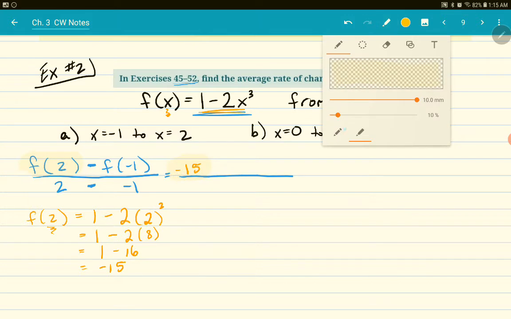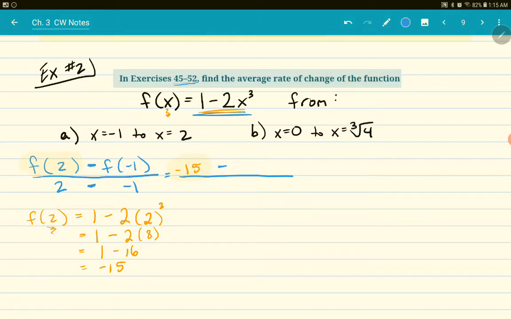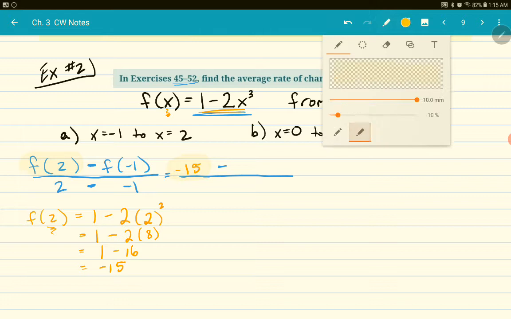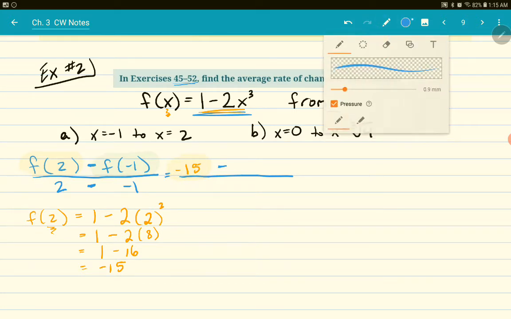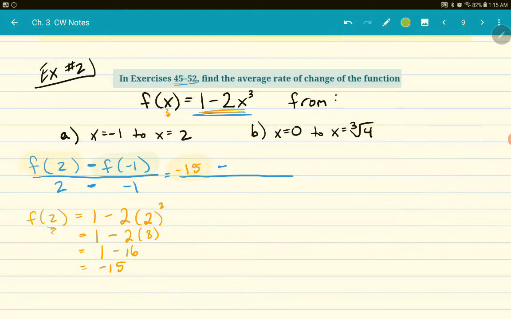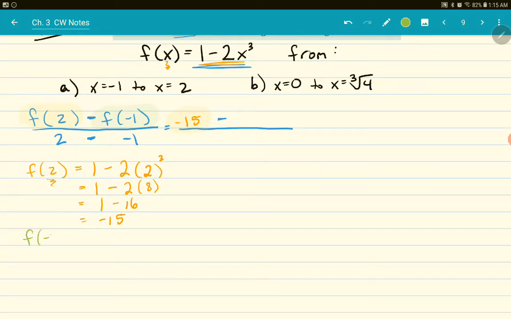And then I want minus, and I'm going to find now the f of -1. And f of -1, again, I write that function and we use parentheses in place of the x. So I can plug in whatever's here, and I plug in a -1 for x, and I get 1 minus 2 times -1 cubed. -1 cubed is -1, which gives me 1 plus 2, which gives me 3.